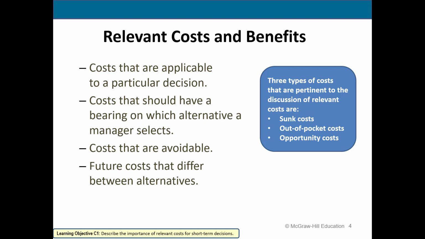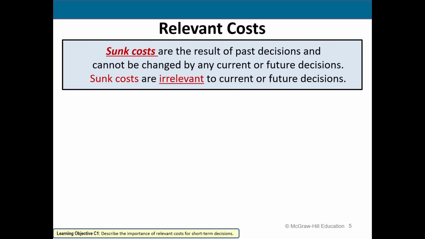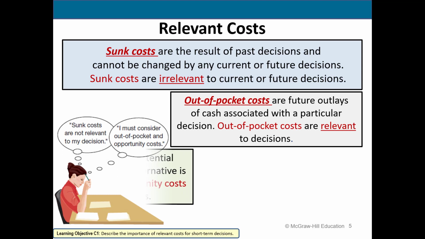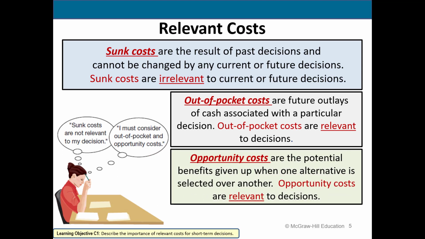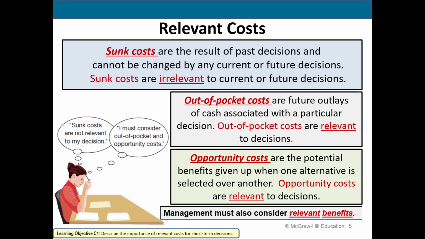So three types of cost are pertinent. They include sunk cost, out-of-pocket, and opportunity cost. Sunk cost cannot be changed by any decision we make because they've already been incurred. So a sunk cost cannot be considered in the decision-making process. If you bought an automobile 2 years ago for $15,000, that amount is a sunk cost. No matter what you do with the car, you cannot change the fact that you've already spent $15,000 for that car.